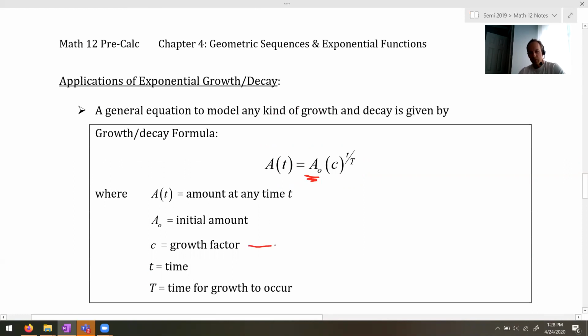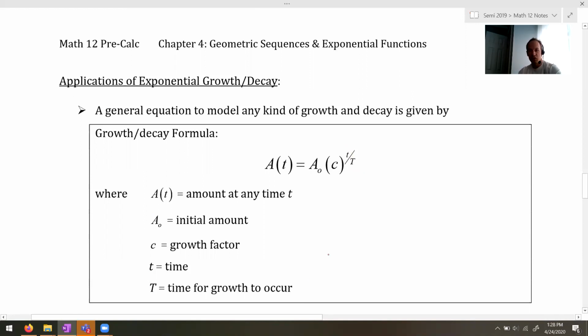C is a growth factor. So that's the relationship of like whether it's getting multiplied by 2, divided in half, interest rate of 5%, whatever. Little t is time goes on top, and big T is the time for growth to occur. So that might be like the time it takes to get your interest on a bank account, or the time it takes for a nuclear isotope to decay. So that could be the half-life time.